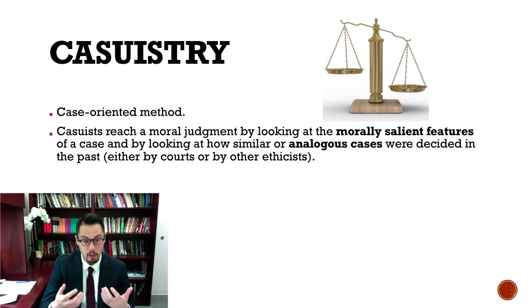There's also another model of doing bioethics, one that doesn't necessarily rely on the application of principles to particular situations. This case-oriented model is called casuistry. Casuists reach a moral judgment by looking at the morally salient features of a case and by comparing it with similar or analogous cases that were decided in the past, either by courts or by other clinical ethicists.